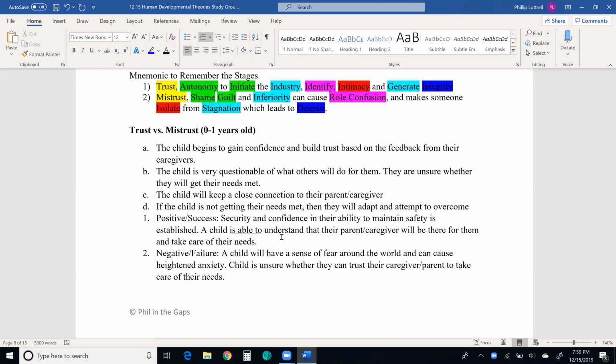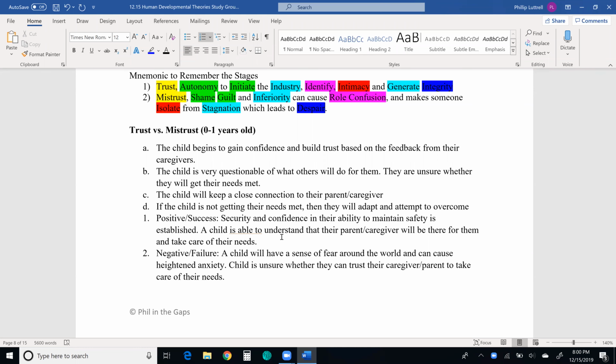So this stage is all based on survival and what can possibly be helpful for them. If the child is very questionable of what others will do for them and they're unsure whether they'll get their needs met. So if a child in this age bracket has their needs met, they're able to build a sense of trust with caregivers and other people that if they have a need, that they will get it met, and they will start building close connections with the people around them.